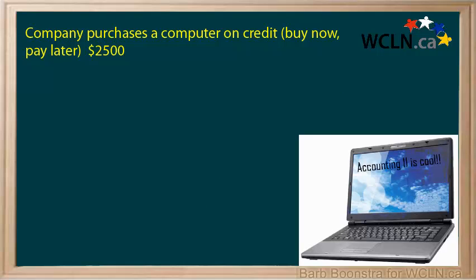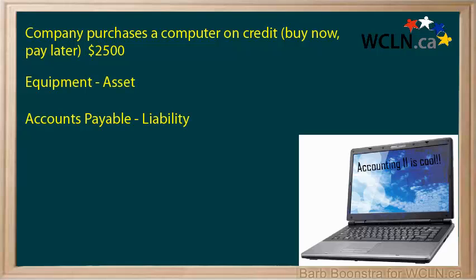Let's look at another transaction. The company purchases a computer on credit for $2,500. What two accounts are affected? The equipment account and the accounts payable, because we didn't pay cash for this computer. Equipment is an asset account and accounts payable is a liability account.